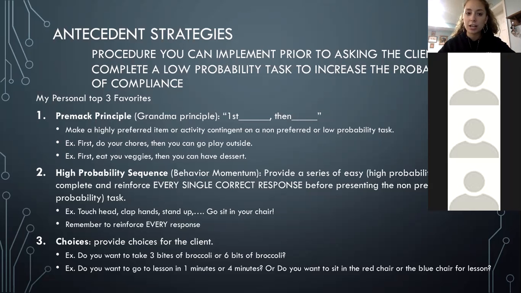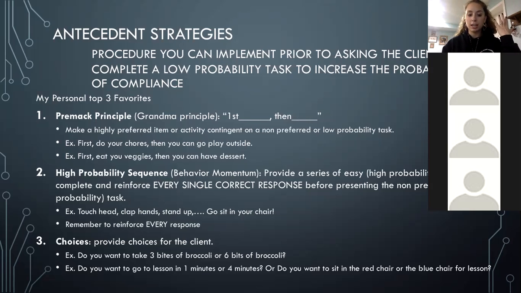Last antecedent strategy is choices. This one we see a ton. So this looks like, before, if you know that there's going to be a task demand or an instruction that's going to be triggering for your client, feel free to manipulate it and give them choices to make them feel like they have control over the situation. Even though you do, it's a secret. You are in full control.